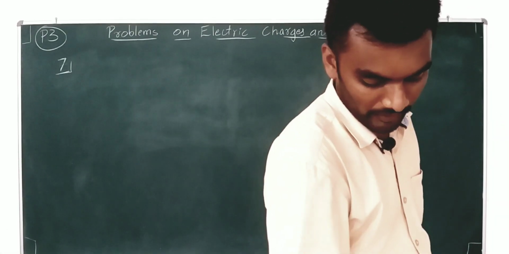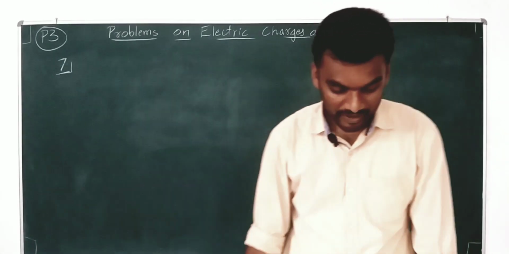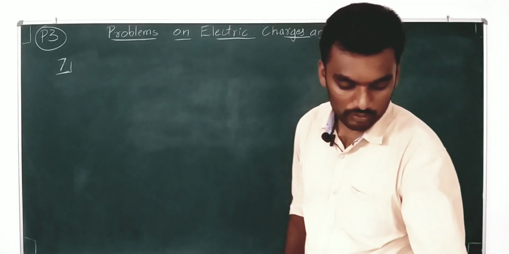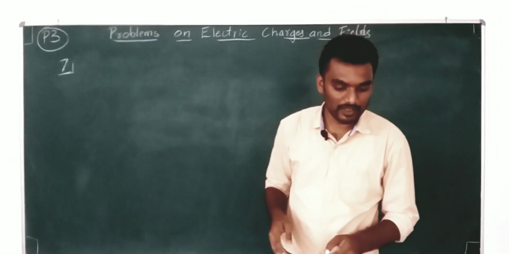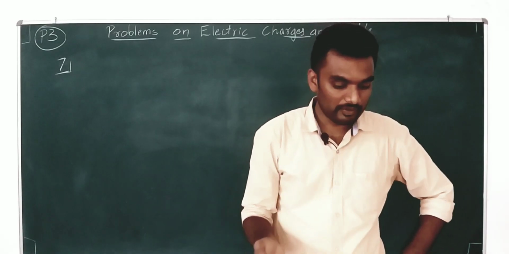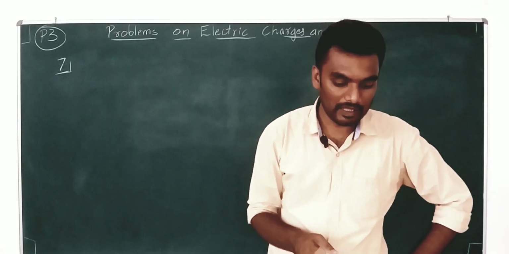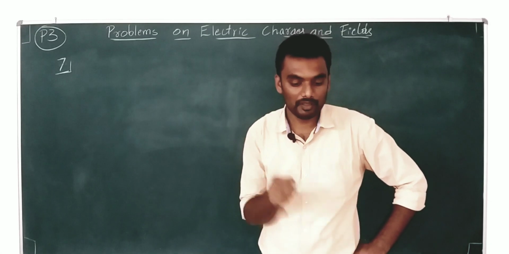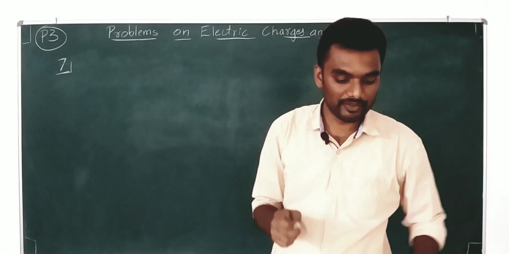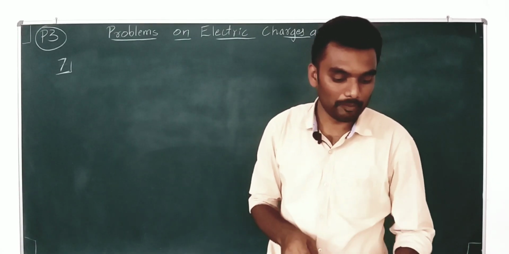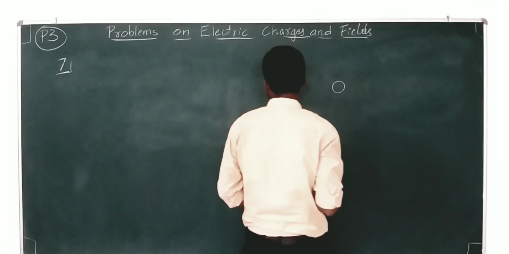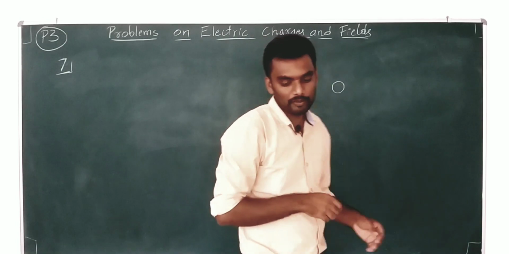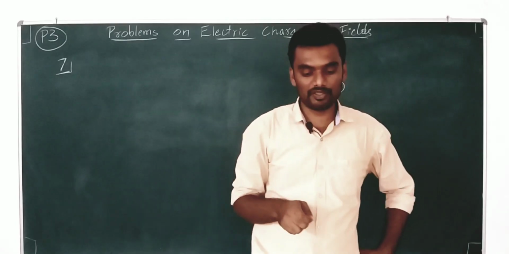Okay, now question number 7. How many electrons have to be removed from a metal sphere, okay, such that it acquires a charge of 6 nanocoulomb? This is the first part of the question. The second part, calculate the electric intensity at a point 0.06 meter from the center of the charged sphere when it is placed in vacuum. So now you have a metal sphere, and this metal sphere has to be charged.